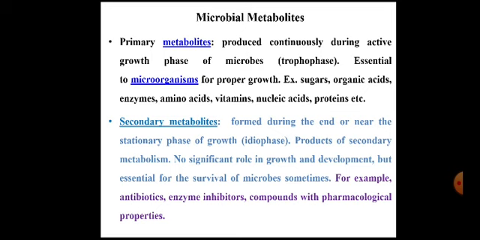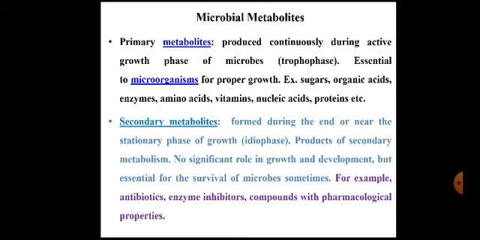You understand what the stationary phase is, where the number of microbes remains unchanged. So during this phase, if microbial metabolites are formed, they are called secondary metabolites. In simple words, microbial metabolites formed during the stationary phase are called secondary metabolites.